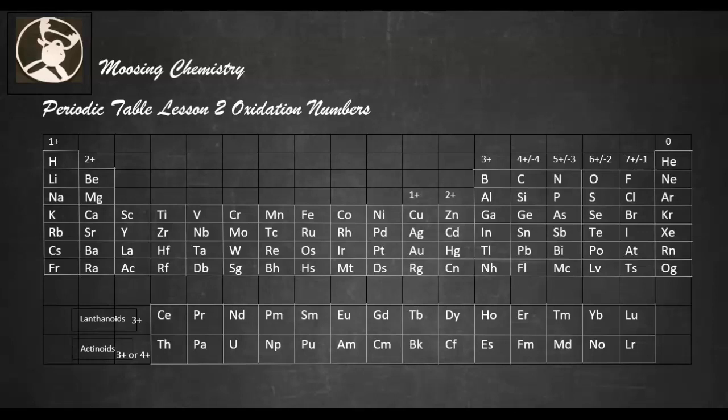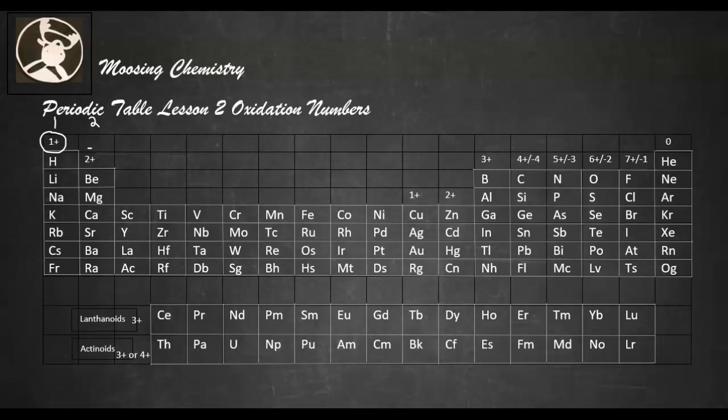This is periodic table lesson number 2, oxidation numbers. What are oxidation numbers? Well, oxidation numbers represent the number of electrons given or taken when elements are combined to make compounds. Okay, so let's look at some of these oxidation numbers. Let's look at group 1 here. Group 1 will have a 1+ charge, which means that it will give up 1 valence electron.